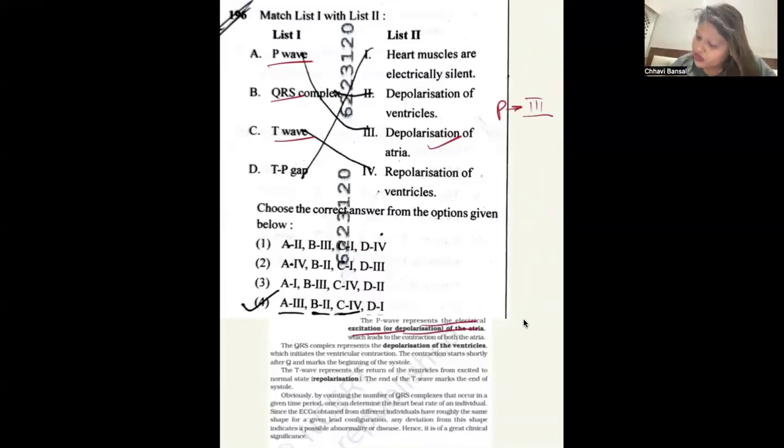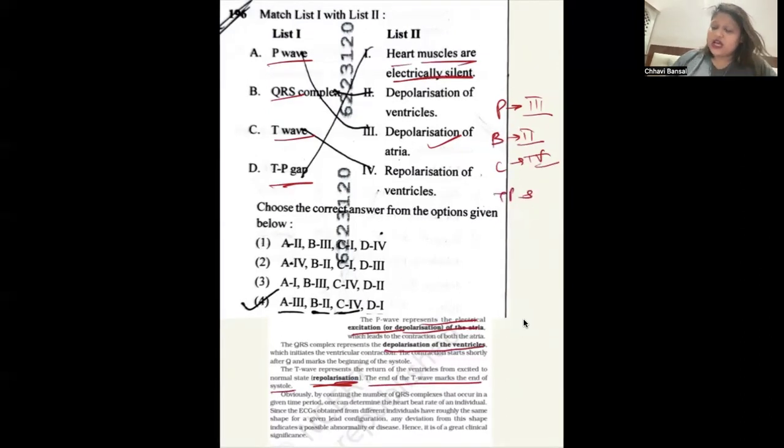The QRS complex represents depolarization of ventricles. So for B, which is the option? Now T wave represents repolarization of ventricles. So C, fourth. And TP gap is when heart muscles are electrically silent. The end of T wave marks the end of systole. Means the TP gap is when heart muscles are electrically silent. So this is the correct option.